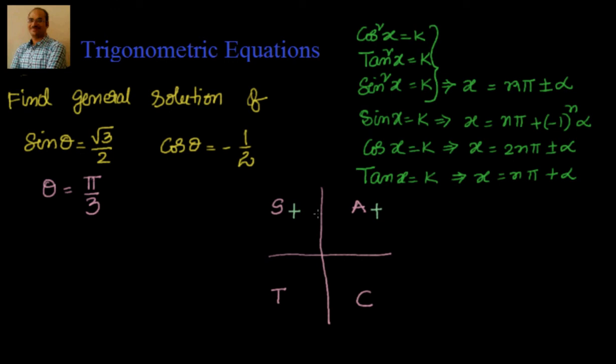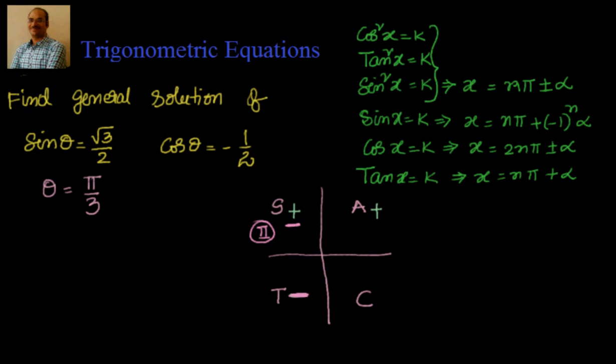Sin is positive in the first and second quadrants. Cos is negative in the third quadrant and also the second quadrant. So what we want? We want sin positive, cos negative. That means it has to be only in the second quadrant.